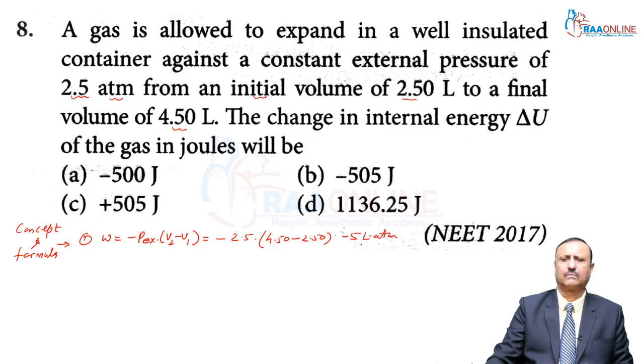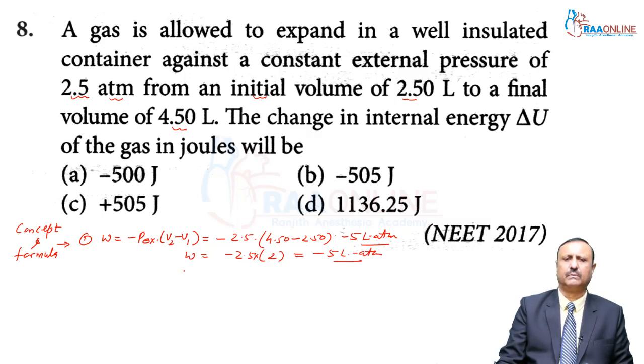atmosphere. Why, my dear students? Because 4.5 minus 2.5 gives 2, and 2.5 multiplied by 2 gives minus 5 liter atmosphere. Okay. My dear students, this is W.